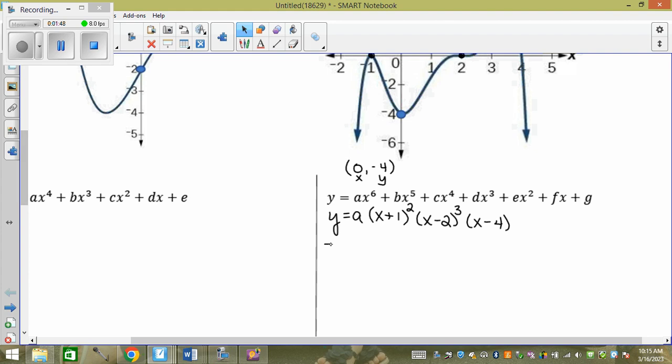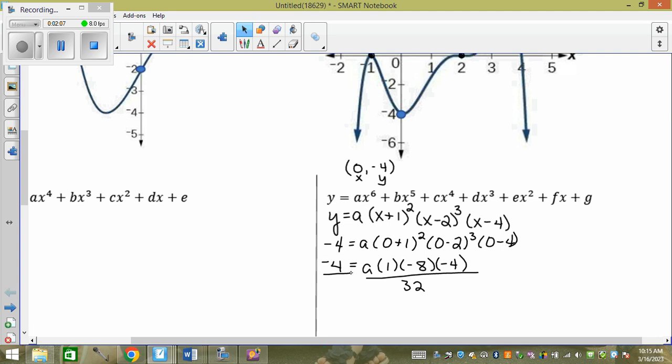So we have negative 4 equals A times (0 plus 1) squared, (0 minus 2) cubed, (0 minus 4). Negative 4 equals A times 1 times negative 8 times negative 4, which means I divide by 32. Negative 4 divided by 32 is negative 1 over 8. And that's my A. People will tell me you have the equation. No, you have an A. I have an equation that I didn't even ask for.